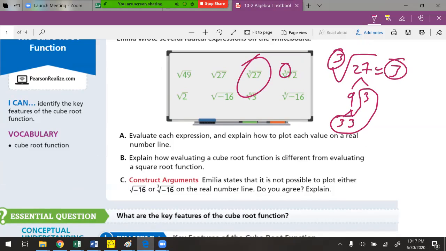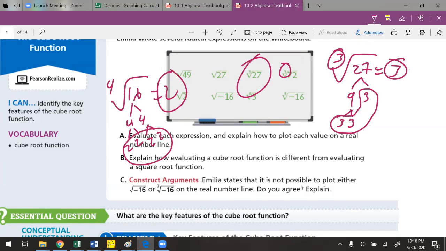Let's actually talk about another one real quick. The 4th root of 16. 16 breaks down to 4 and 4, 2 and 2, 2 and 2. 4 of the same, it's 2. So that's crucial.